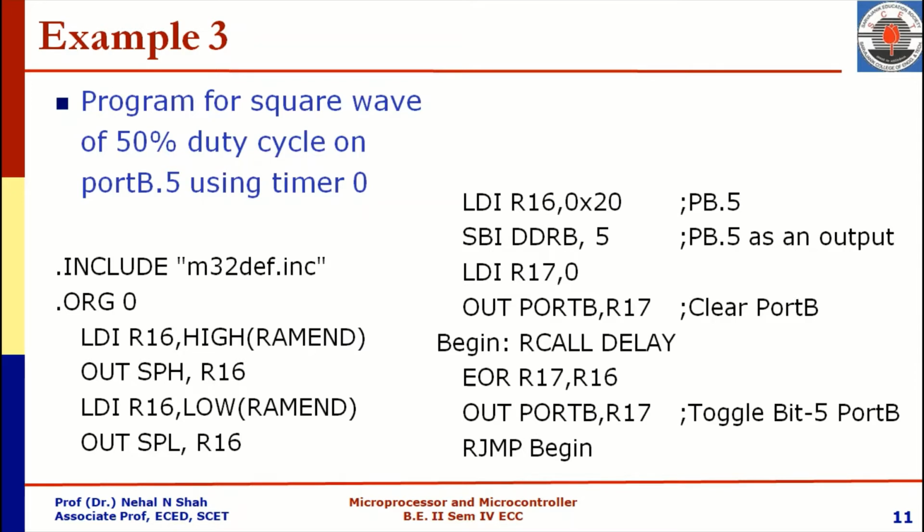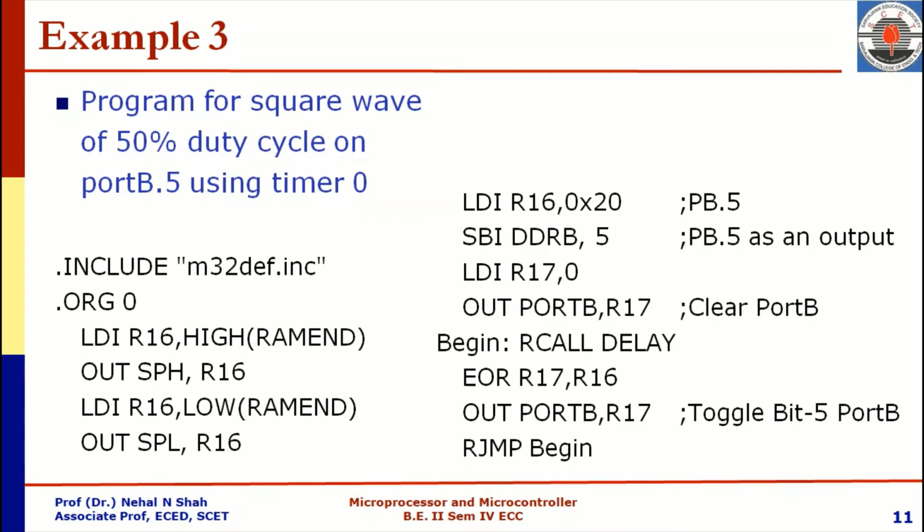Now, second time when the same routine is being called and XOR is being utilized at that time, R17 bit 5 is already 1, so it will toggle and become 0. The process will be repeated and it will be useful to generate square wave.